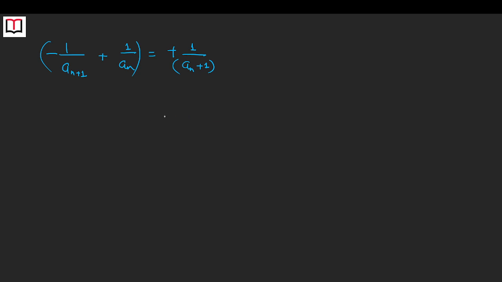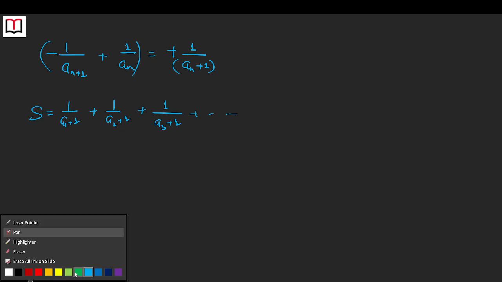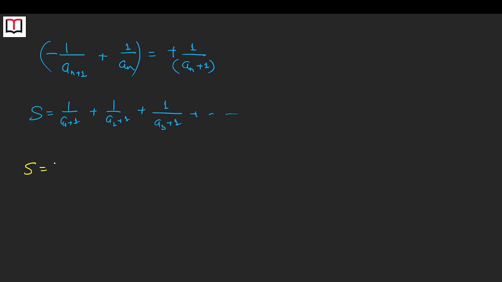So now what we need is the sum S. Go on putting the values of a1: 1 upon a1 plus 1 upon a2 plus 1 upon a3, and so on. So S will be, since a1 plus 1 is from here, 1 upon a1 minus 1 upon a2 plus 1 upon a2 minus 1 upon a3, and so on. See, the same pattern is here also. The alternate terms get cancelled. So you are left with the first term, which is 1 upon a1, which is 2.